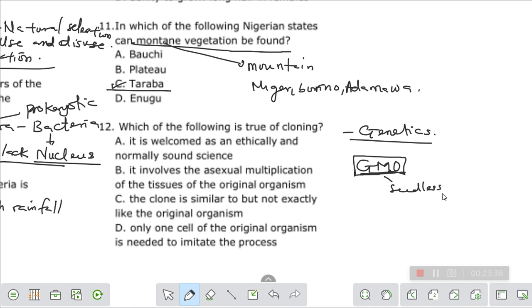So which of the following is true of cloning? A. It is welcomed as an ethically and morally sound science. B. It involves the asexual multiplication of the tissues of the original organism. C. The clone is similar to but not exactly like the original organism. D. Only one cell of the original organism is needed to initiate the process. So what do you think is the answer?